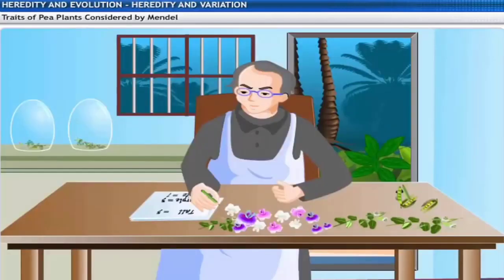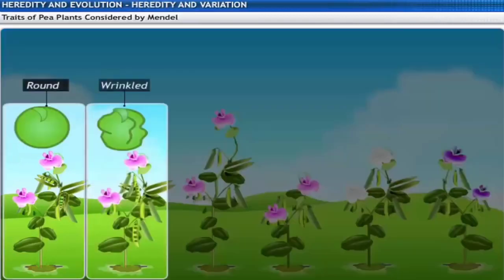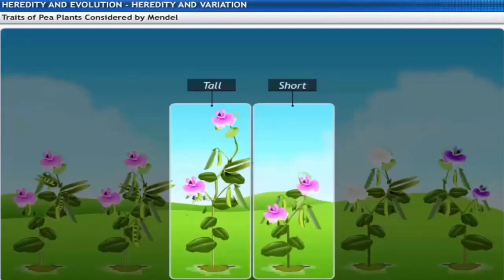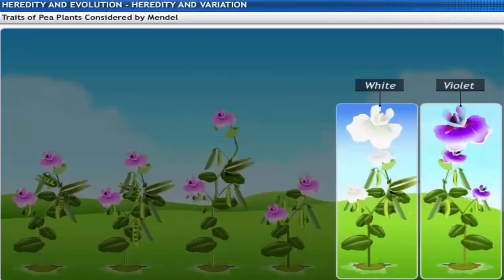Mendel blended his knowledge of science and mathematics to keep count of the pea plants exhibiting a particular feature in each generation. Mendel researched heredity and arrived at the laws of inheritance. He used a number of pea plants with various traits such as round or wrinkled seeds, tall or short plants, white or violet flowers, and so on.